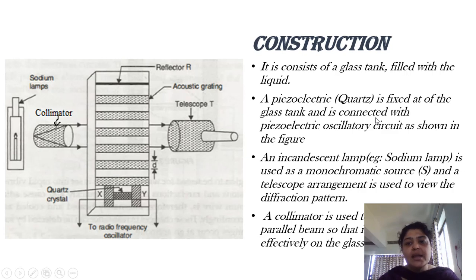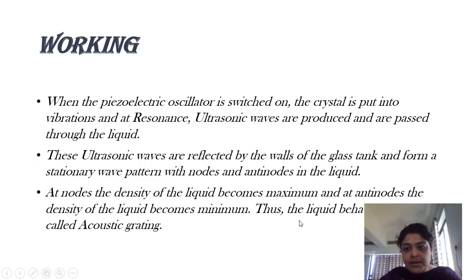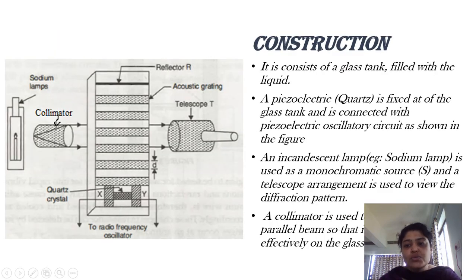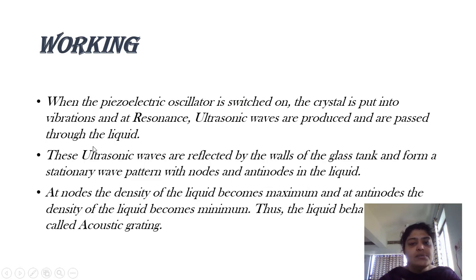A piezoelectric crystal, that is a quartz crystal, is used in this case. A quartz crystal fixed at one end of the glass tank is connected with a piezoelectric oscillatory circuit as shown in the figure. An incandescent lamp or a monochromatic source, a sodium lamp, is used, and there is a telescope arrangement to view the diffraction pattern. A collimator is used to convert the light into a parallel beam so that it is properly focused on the glass tank. Now let us move on to the working.